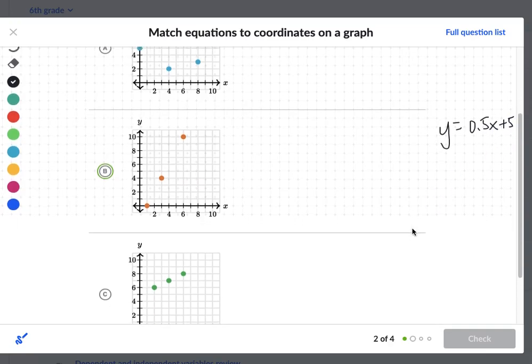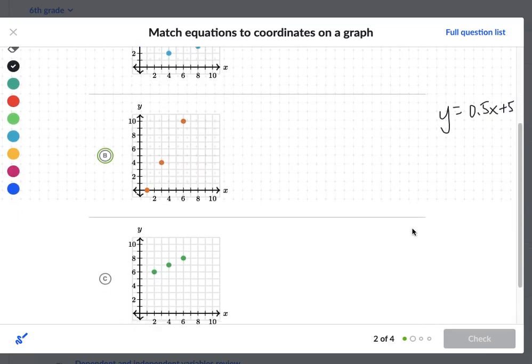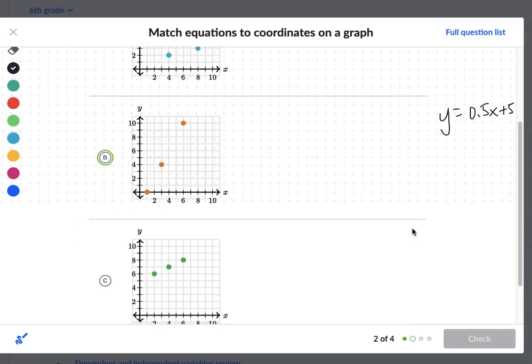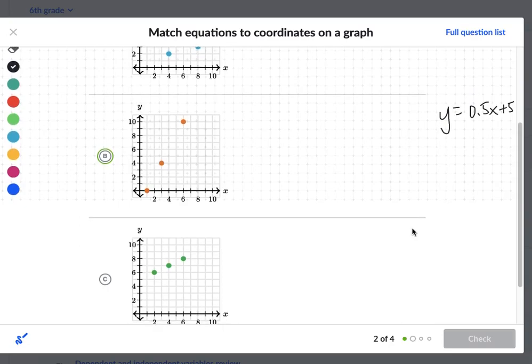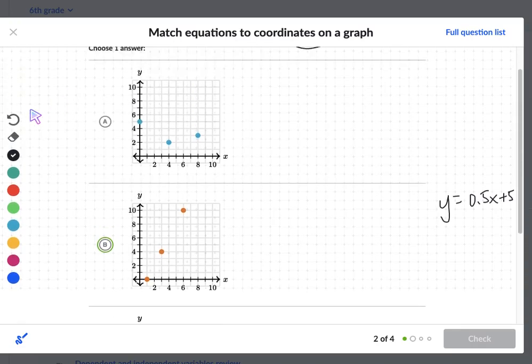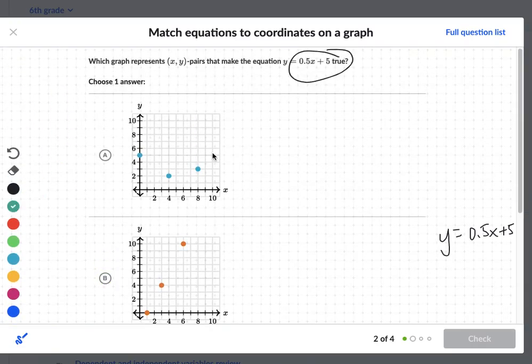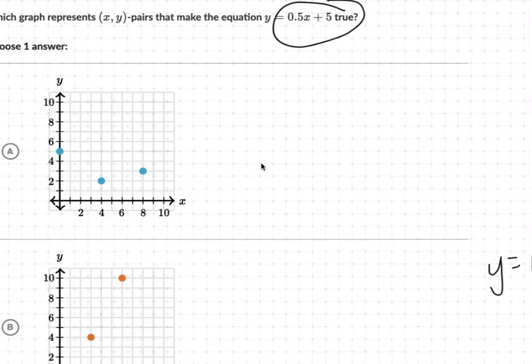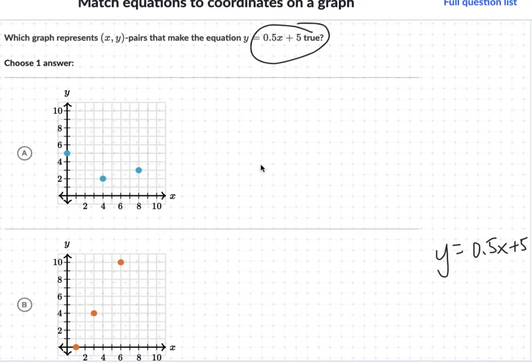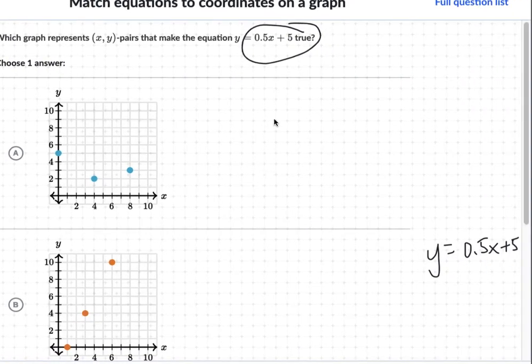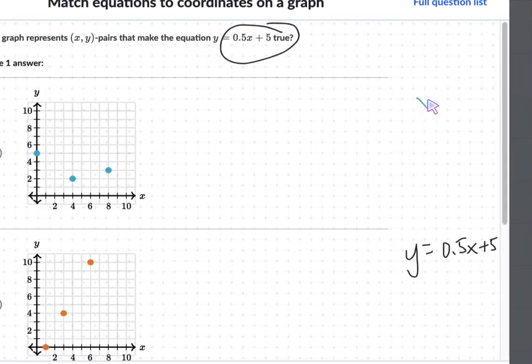So go ahead and pause your video, see if you can solve this one on your own first. All right, I'm going to do the same thing as I did before. I'm going to change each of these into a table, and then I'm just going to test out that equation that they gave me. So I have xy pairs.